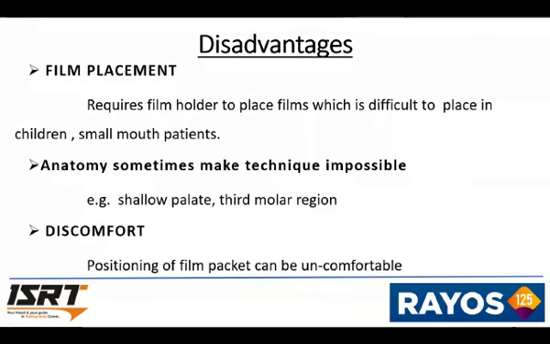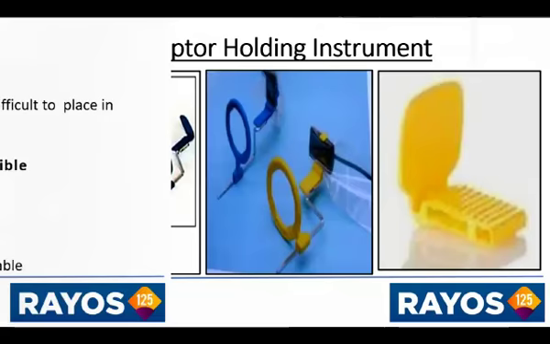So the disadvantages of the paralleling technique are film placement, which requires a holder to place the film, which is difficult to place in children, small mouth patients, etc. And anatomy sometimes makes the technique impossible. Example, shallow palate, third molar region, etc. And discomfort, positioning of the film packet can be uncomfortable in many cases.